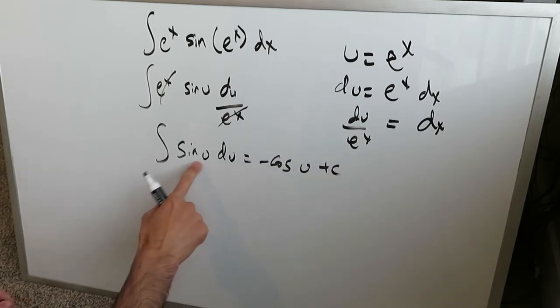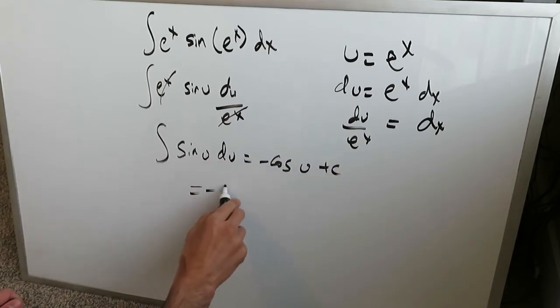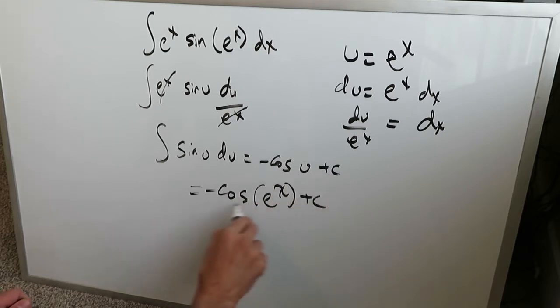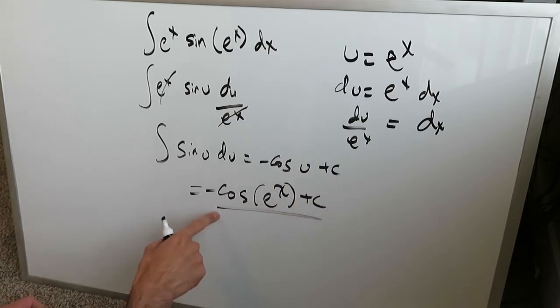The integration of this leads to that, and then you are left with minus cosine e to the x plus c, and this right here would be our completed answer. The derivative of this antiderivative will give you back your original function and you would be good.